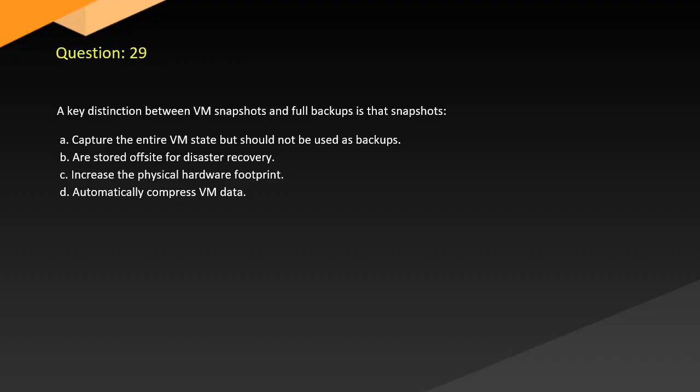Question 29. A key distinction between VM snapshots and full backups is that snapshots: A. Capture the entire VM state but should not be used as backups. B. Are stored off-site for disaster recovery. C. Increase the physical hardware footprint. D. Automatically compress VM data.